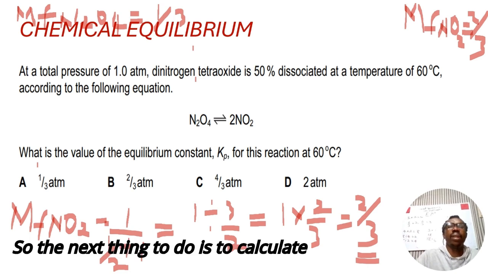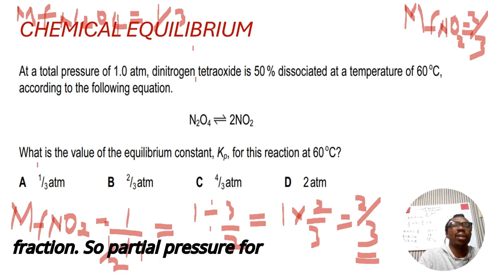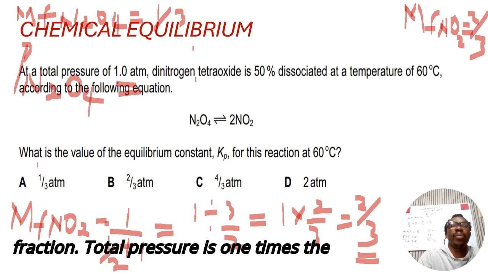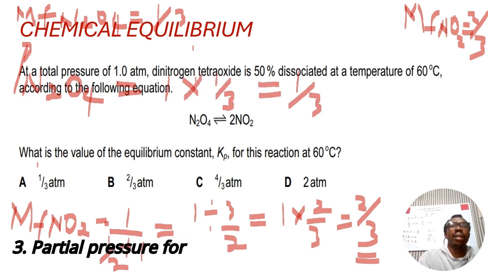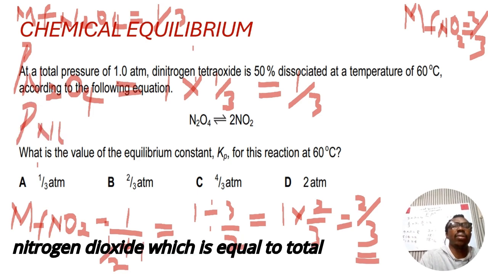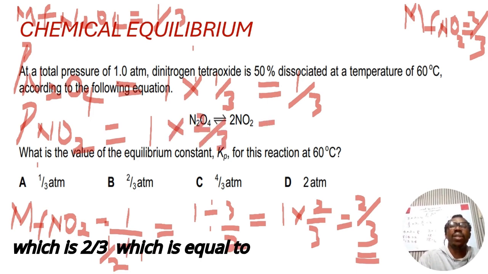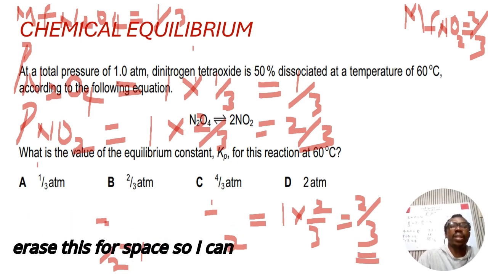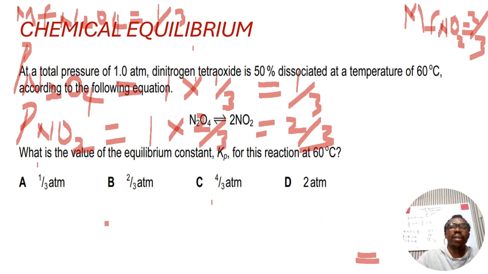So the next thing to do is to calculate the partial pressure. The partial pressure is total pressure times mole fraction. So the partial pressure for dinitrogen tetroxide will be total pressure times mole fraction. The total pressure is 1 times the mole fraction 1/3, which is equal to 1/3. The partial pressure for nitrogen dioxide is total pressure 1 times the mole fraction 2/3, which is equal to 2/3. So let me erase this for space so I can calculate the value of Kp, since I've gotten the partial pressure.